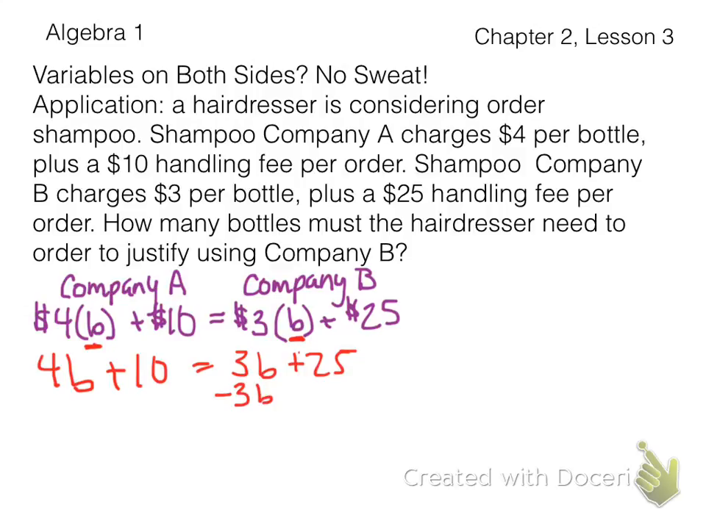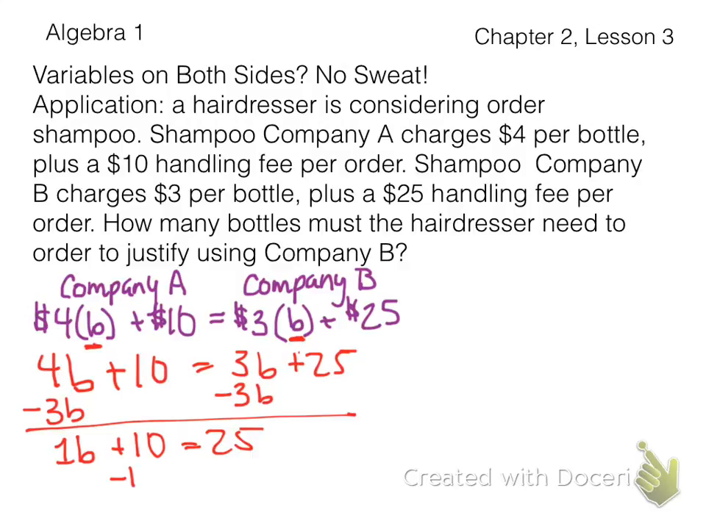So I'm going to minus 3B on both sides. That leaves me 1B plus 10 is equal to 25. I'm trying to get everything away from the b, so I'm going to minus 10. 1b, or just b, because anything times 1 is itself, so b times 1 is b. 25 minus 10 is 15. So you would have to buy 15 bottles from both companies for the price to be the same in total.